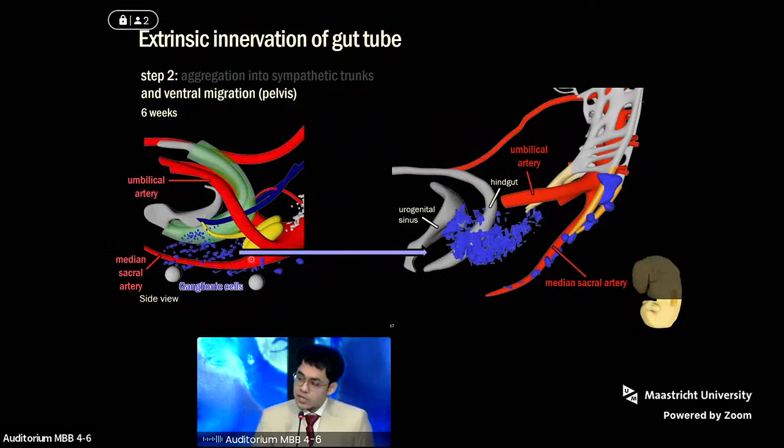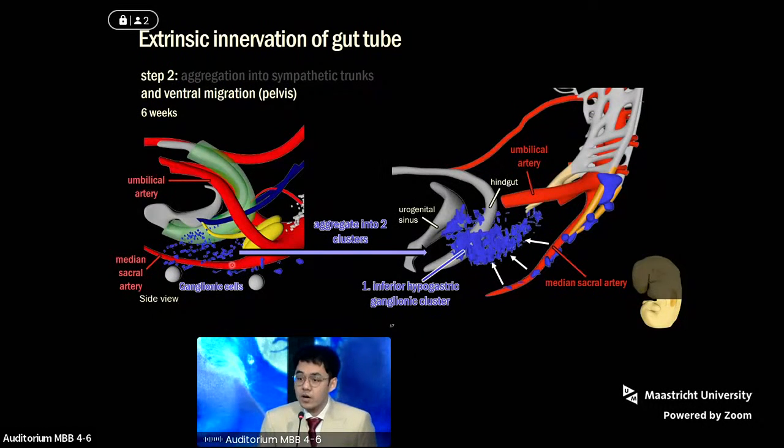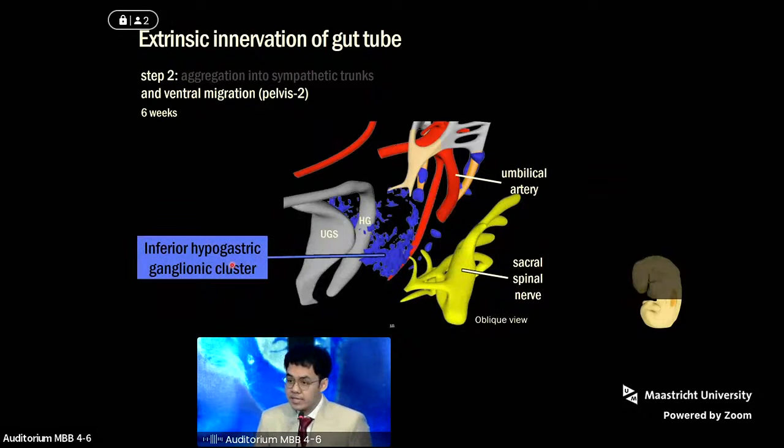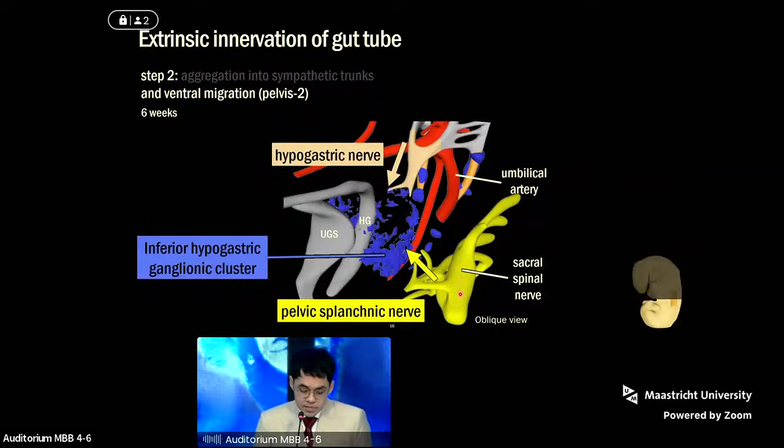So let's move to the caudal part. In the caudal part, after the ventral expansion, these ganglionic cells separate apart to form two clusters of ganglionic cells. The ventral cluster, we call the inferior hypogastric ganglionic cluster. And the dorsal one, we call the sympathetic trunk. The inferior hypogastric ganglionic cluster receives nerve fiber from the cranial system, that is the hypogastric nerve. They also receive nerve fiber extending medially from the sacral spinal nerve here to the inferior hypogastric ganglionic cluster, known as the pelvic splanchnic nerve.